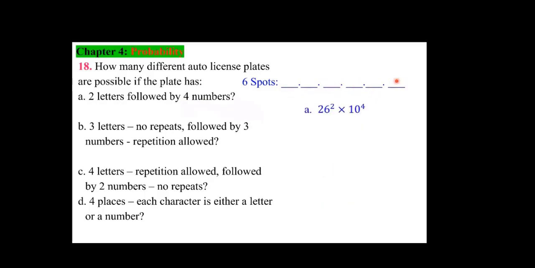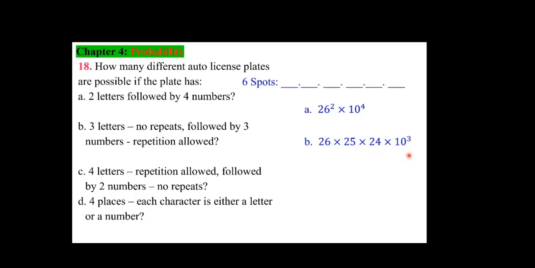Therefore, it's 26 squared times 10 to the power of 4. I'm assuming everybody can do the math. I just want to show you how you arrive at the answer and the reason for that. And of course, you can put it into a calculator. Now, we're looking at the same 6 spots, 3 letters, no repeat. So that means if the first one is 26, the second one is 25, the next one is 24. It goes down because we can't repeat it. Followed by 3 numbers, no restriction, so each one can be 10. So you have 26, 25, 24, and the last 3, each one is 10, 10 cubed.